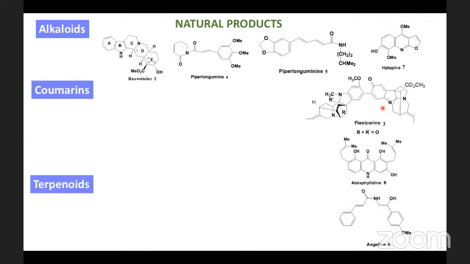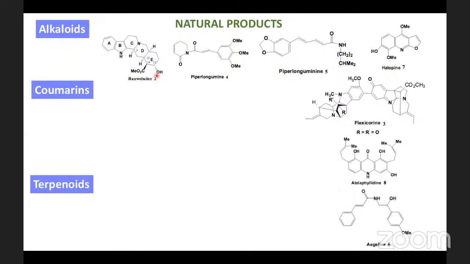If you look at natural products, she worked with alkaloids, she worked with coumarins, and she worked with terpenoids. What did she do? Let us look at a few alkaloids that she worked with. These are a few alkaloids I've shown. These are all alkaloids that she established. She isolated them and she established their structure. How do you establish the structure?